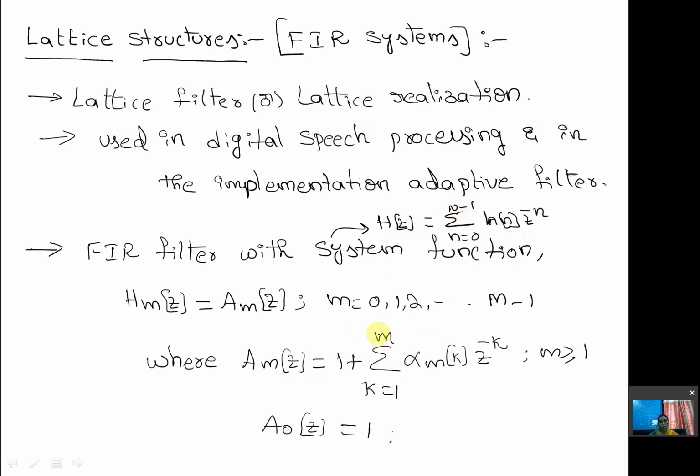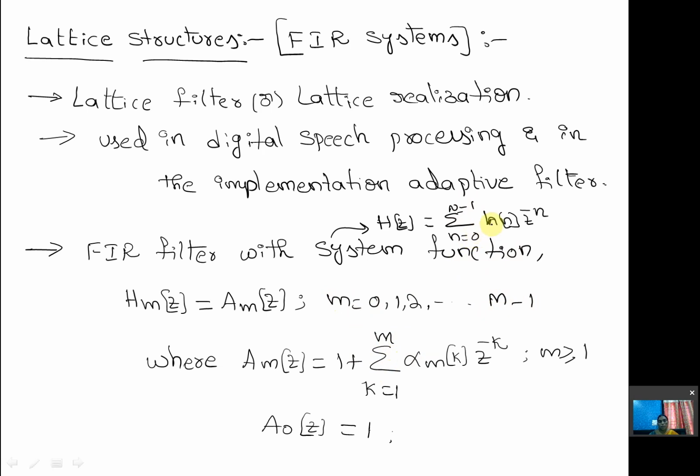Here I am taking small m, where small m is 0, 1, 2 and so on up to m minus 1. So instead of N minus 1 I am using m minus 1. So I am writing small m only. Right, that is the difference.